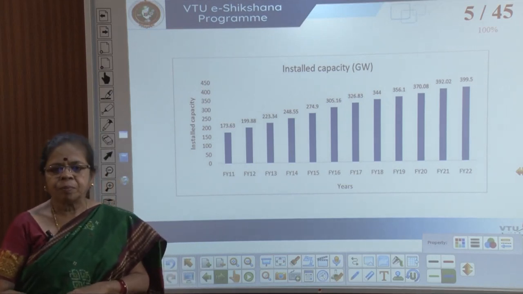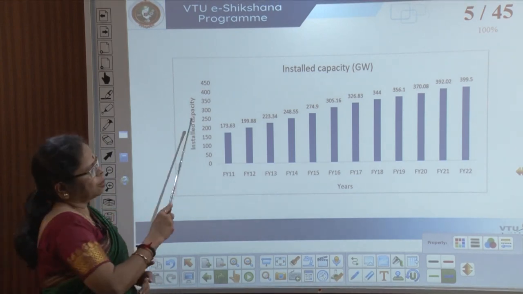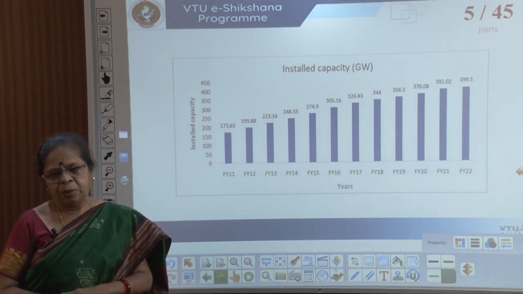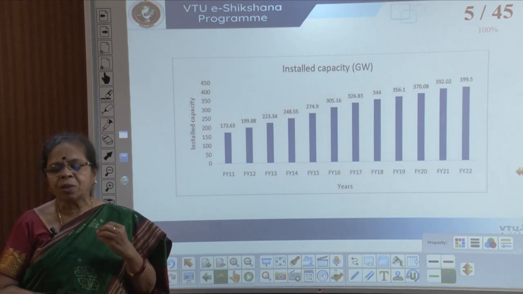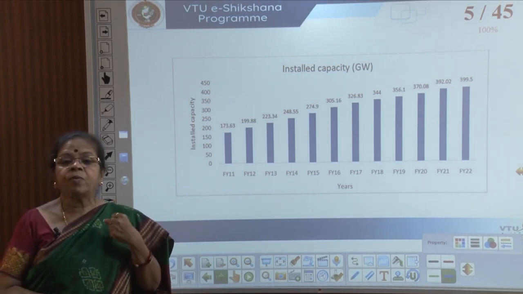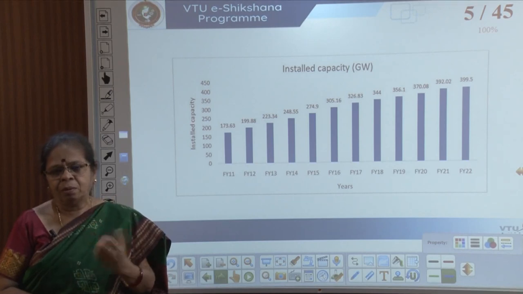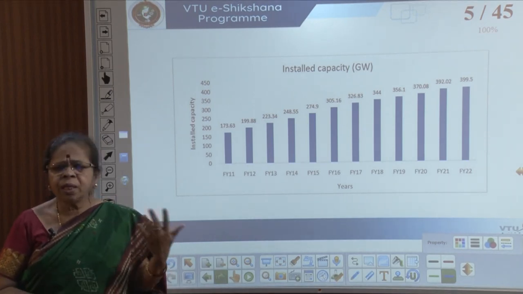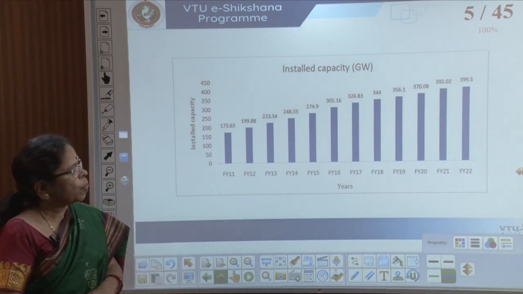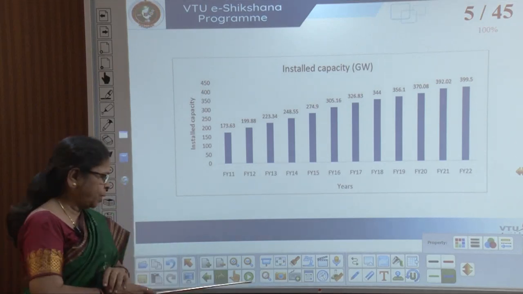Now if you look at India, over the last decade or more, there is a gradual increase in the installed capacity. Rapid industrialization, the penetration of electronic goods into everybody's lives, and the power requirement due to urbanization of rural areas, all this has led to a tremendous demand from the consumers. Naturally, the generators have to step up their generation as per the requirement. Otherwise, we always have a deficit. So you can see that in the year 22, we had a whopping almost 400 gigawatts of installed capacity.